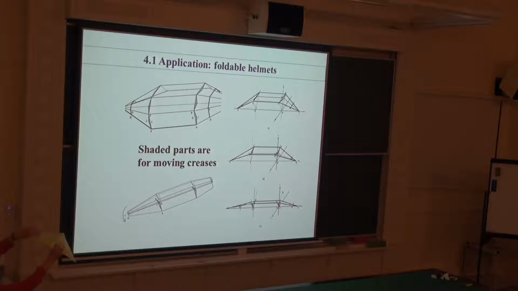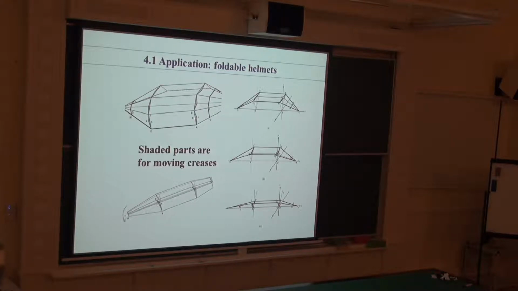Can you see? This is a top panel, and this is the side. And then finally, it will go to this. But from this to here, by using the rhombus property or kite property, there is a continuous motion. Then by the calculation, we can get the region of the moving creases precisely.